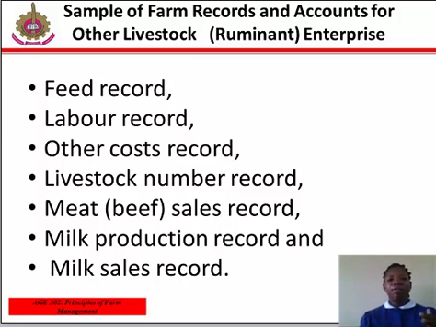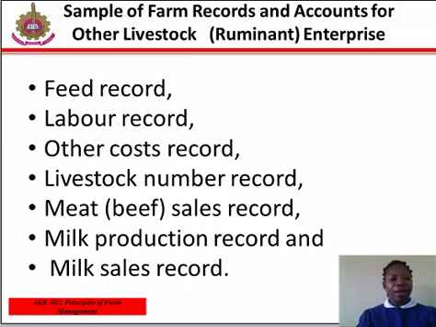Under feed records, the following are the important columns that should follow under it. We have dates, description of feed, weight of feed in kilogram, price per unit, total value in naira. Under labor record, ruminant production is similar to the labor records under poultry production. The essential columns under such records include dates, type of operation, amount of labor used, total amount of labor used, total cost of hired labor in naira.